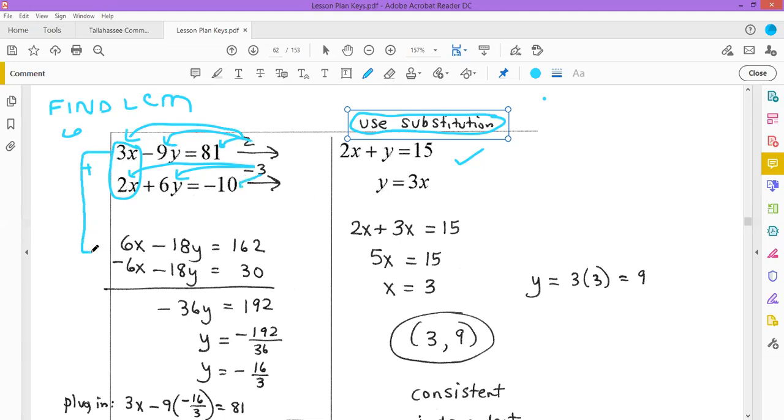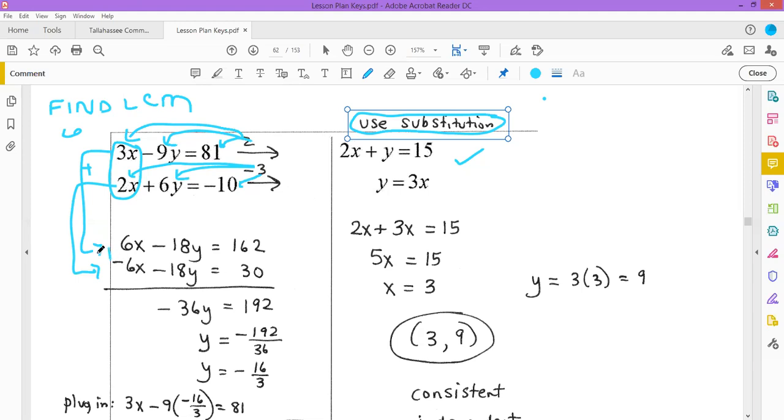Now, our first equation, when we multiply everything in that top equation by 2, 3x times 2 gives us 6x. -9y times 2 gives us -18y equals, and 81 times 2 gives us 162. The second equation, we multiplied everything in that second equation by -3. So -3 times 2x gives us -6x. -3 times 6y gives us -18y. Bring down our equal sign, and -10 times -3 gives us +30.